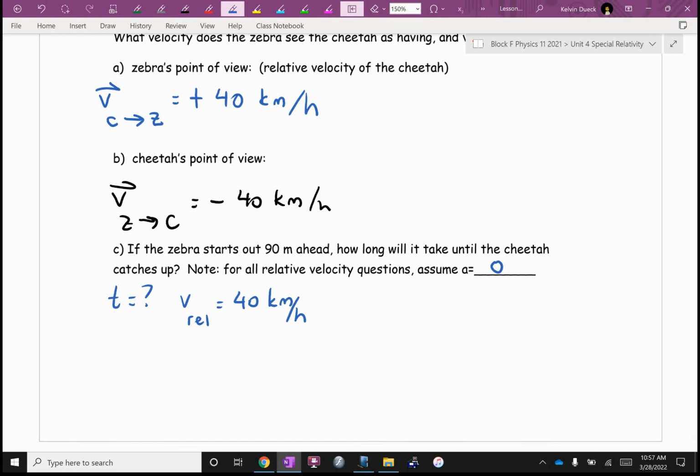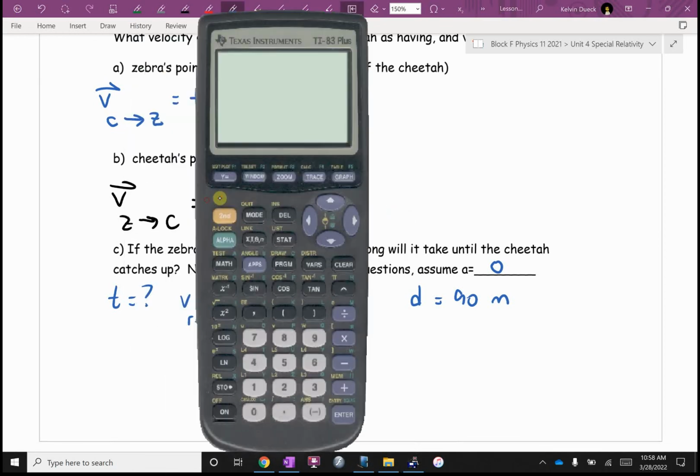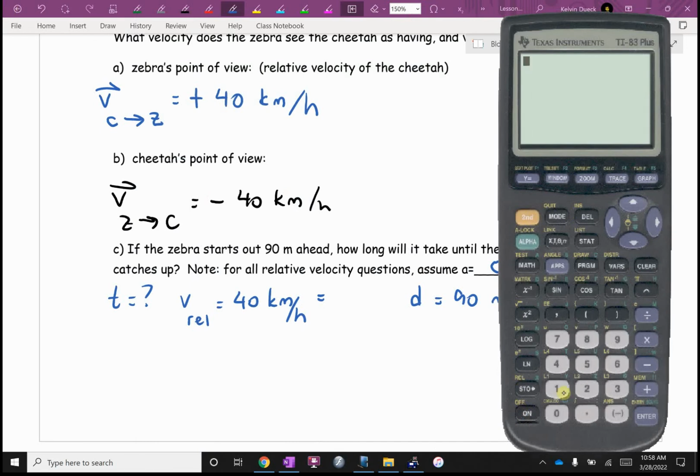What else did this question tell me, Sophie? I see another number. What is the displacement? 90 what? My units don't match. See, kilometers per hour and meters. So we need to do a conversion. We could convert this to kilometers. You know what? I think I'd rather convert this to meters per second. It's something to do with the 3.6. Is it times 3.6 or divide? I can't remember. Divide by 3.6? I'm going to write 11.1, but I'm going to store this on my calculator.